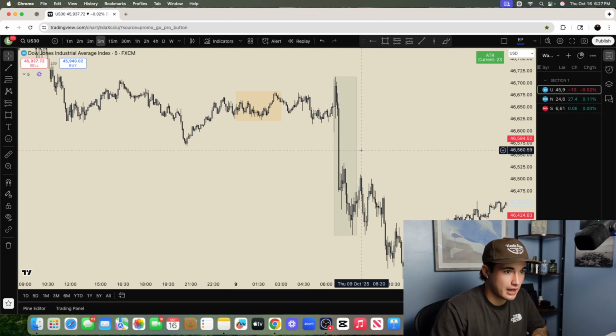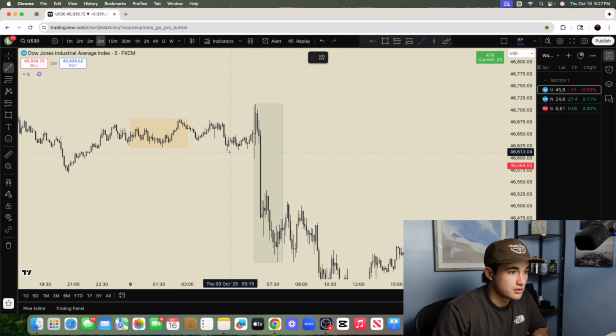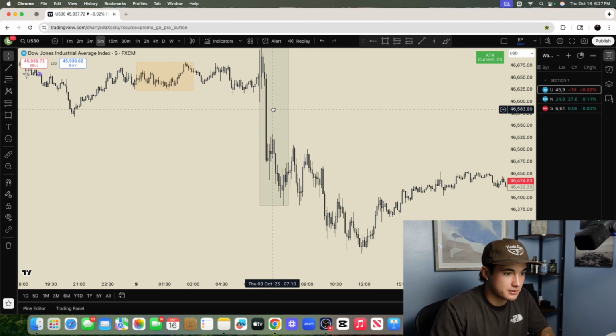Again, these setups form very often, okay? We have, this is all consolidation. I'm not considering the structure. There's no low or anything to take this trend line trade. Nothing really happened right there.